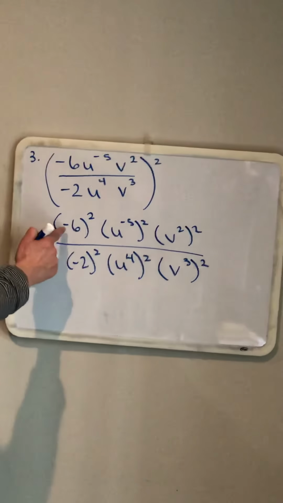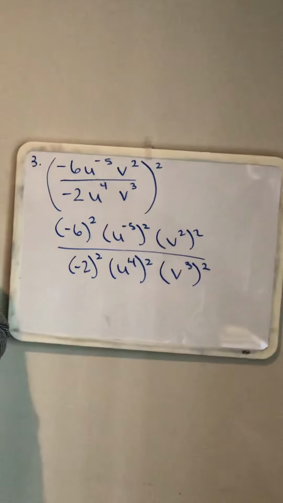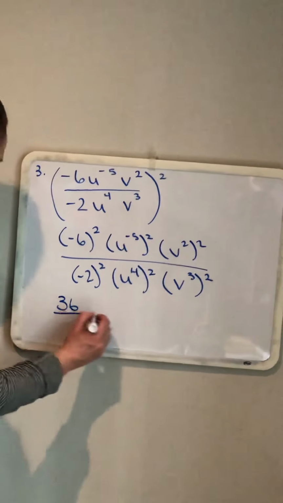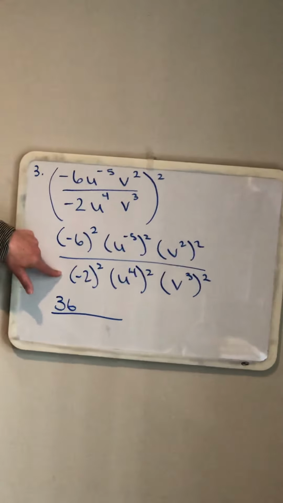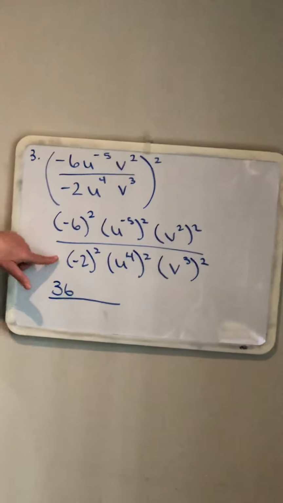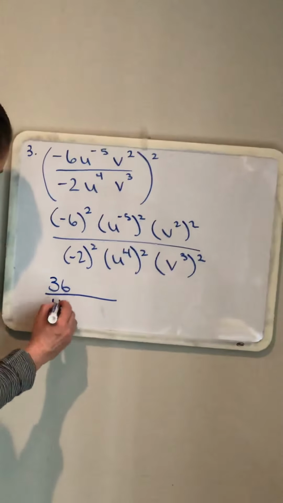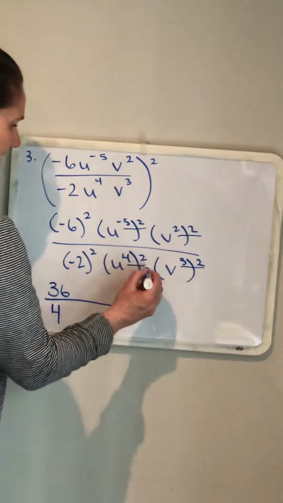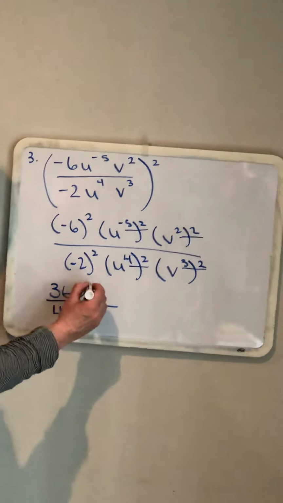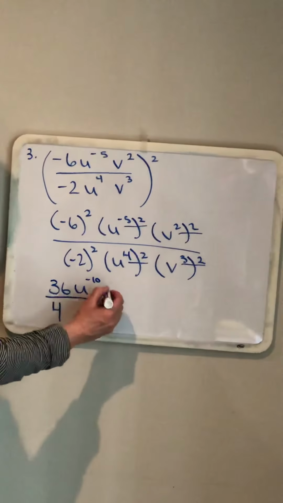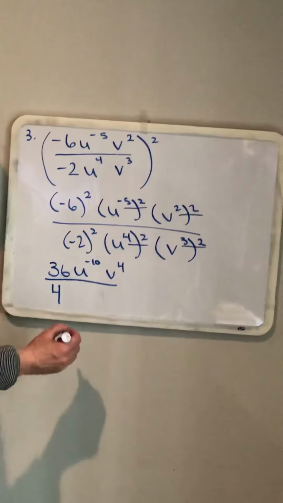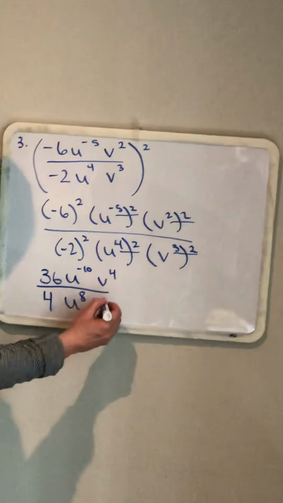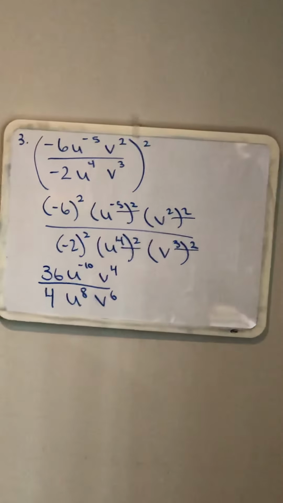Now negative 6 to the second means negative 6 times negative 6, that's positive 36. Negative 2 to the second means negative 2 times negative 2, and that is positive 4. Then these are inner outer exponents. Those get multiplied. So you have U to the negative 10th, V to the 4th, U to the 8th, V to the 6th.